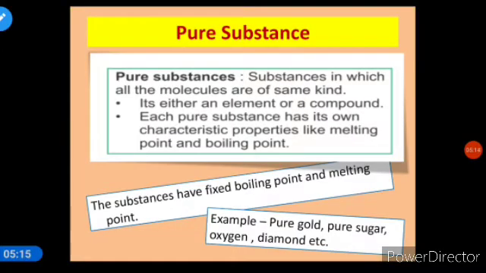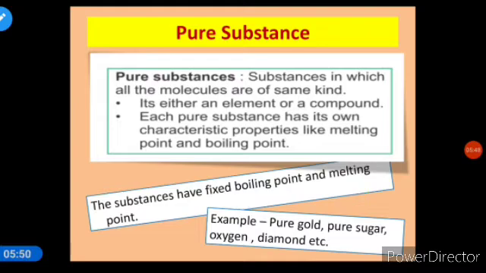Now first of all we take the first type of matter. First one is pure substance. And what is the meaning of pure? Pure means, if we see the sugar, in the crystals of sugar, only sugar crystals are formed, nothing else is present, then we can say it is in a pure form. Same like in pure substances.